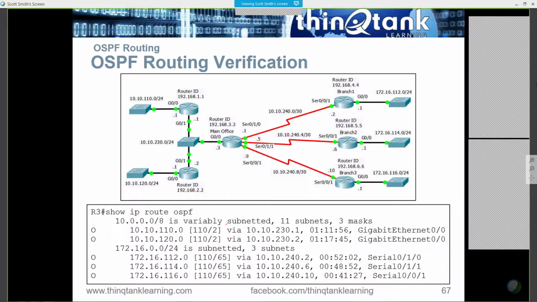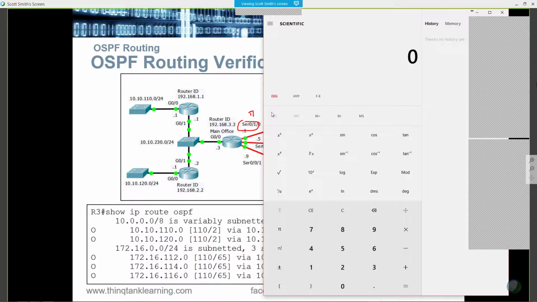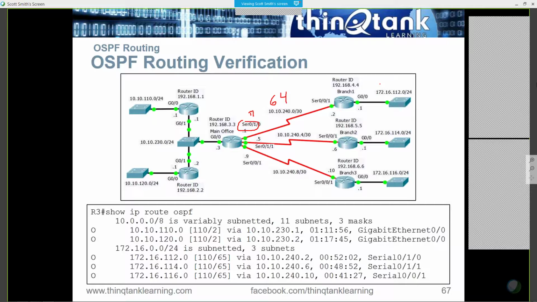Again, I was asking why 65? Because we have this interface here, which is a T1. If you take 10 to the power of 8 divided by 1544000, because it's in bits per second, you get 64.76. You drop the remainder, that's 64. So the metric for this link is 64. We already know that the metric for a gig is 1. Add them together, that is your path metric of 65. So like I said, the metric for OSPF is much, much simpler.